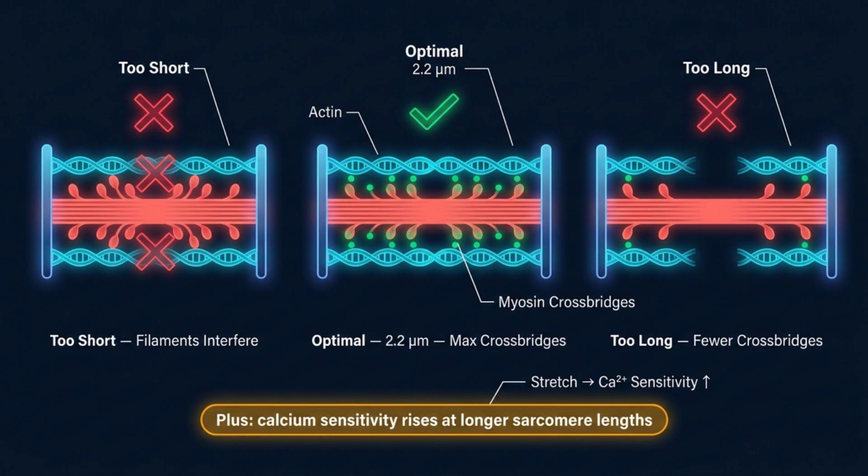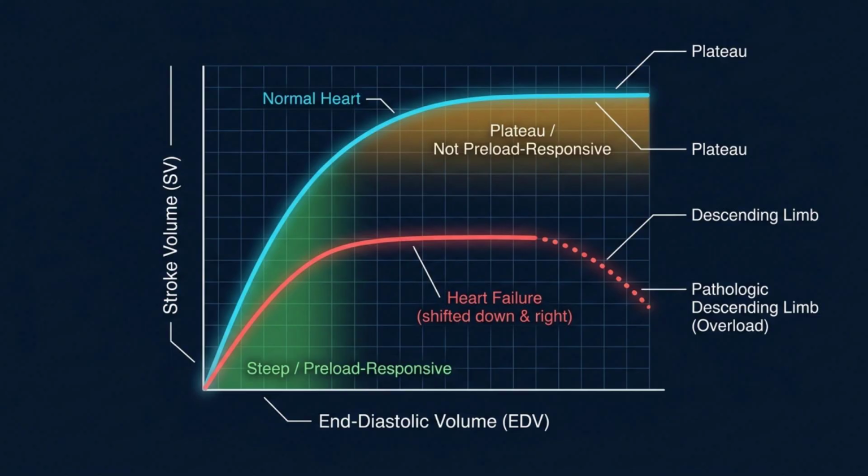As the ventricle fills and stretches, it's climbing toward optimal overlap. There's also a calcium sensitivity effect. Stretched myofilaments are more sensitive to calcium. The Frank-Starling curve plots stroke volume against end-diastolic volume. It rises steeply at first, then plateaus.